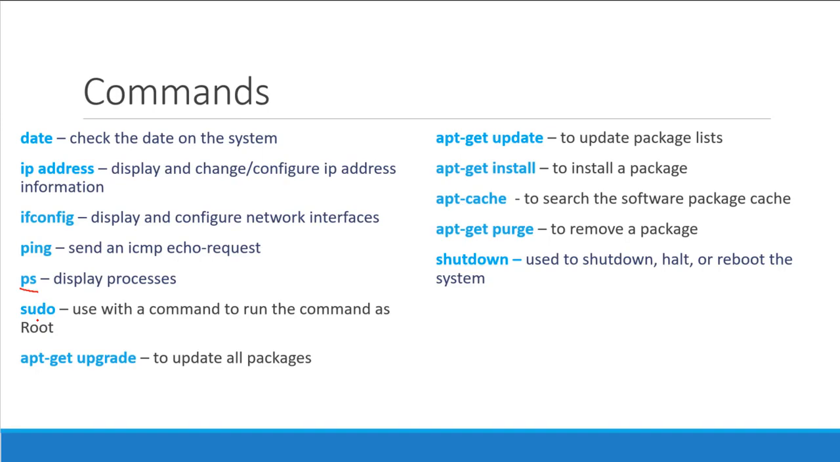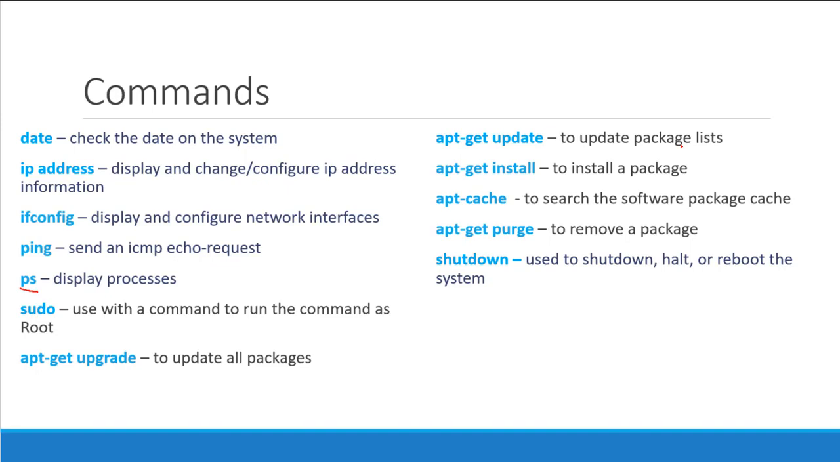We'll use the apt-get upgrade command to update all the packages on our system. We'll use the apt-get update command to update the package lists. So let's not confuse them, upgrade versus update. We'll use apt-get install to install a specific package. We'll use apt-cache to search the software package cache, so it'll search the apt cache. We'll use apt-get purge to remove a package.